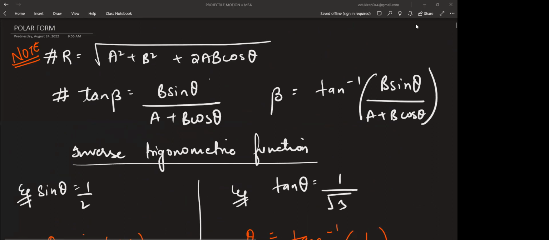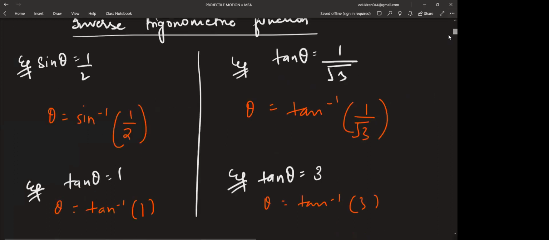Yes, class. So in the last class, the extra class we had on Thursday, we had started with the polar form of vectors. So the resultant magnitude is under root a square plus b square plus 2ab cos theta. And tan beta gives us the direction, which is b sine theta by a plus b cos theta. Inverse trigonometric functions we have studied.